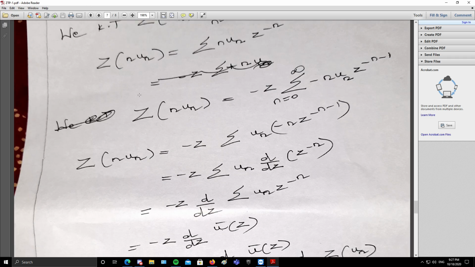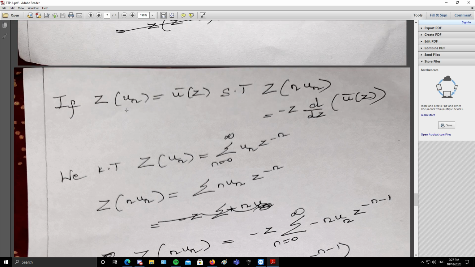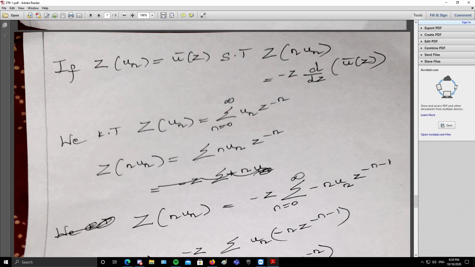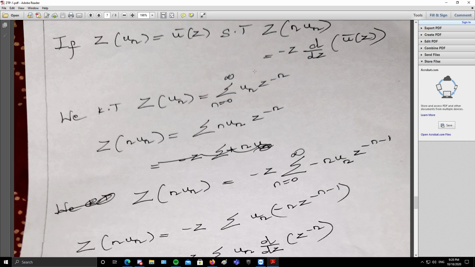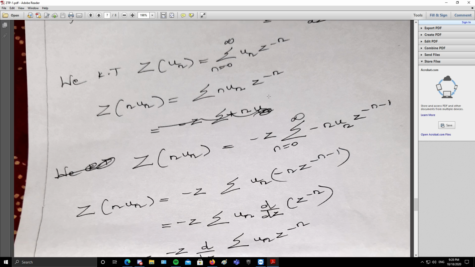I repeat, you're given that the transform of un exists. You are asked to find the transform of n un. So whenever you have a problem like n times un, say n cos n theta, n e^n sin n theta, n cosh n theta, start with the definition. Z of un is summation un z^-n. In place of un you have n un, so summation n un z^-n.